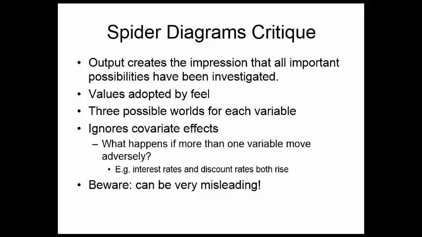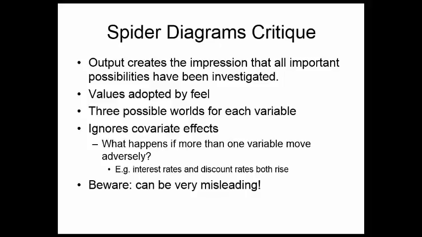We really have no scientific way of saying that we know for sure that is the limit which is going to be encountered sometime in the future. The values are adopted by feel. Closely related to this is the three possible worlds for each variable. Again, we have this feeling that we won't be able to get outside of these three values. Somehow they put a limit on where we think the project will run. But in fact, all we're doing is suggesting where we feel the limits will be, not necessarily where they are.